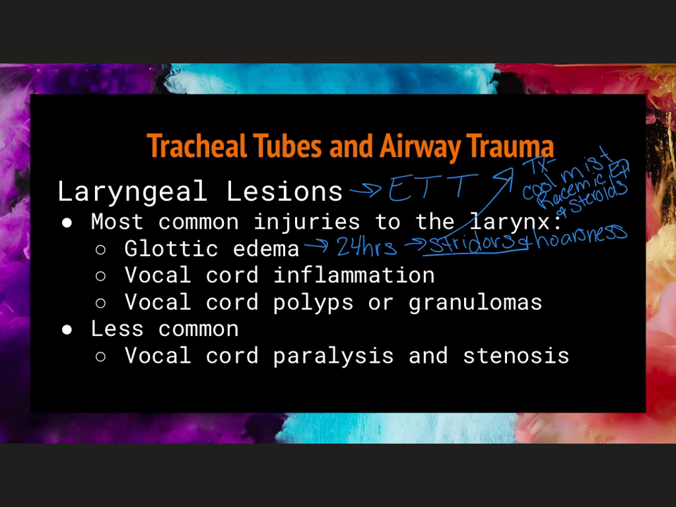Okay, so vocal cord inflammation is another injury that could be caused from an ET tube, and then vocal cord polyps or granulomas. These develop slowly, and it can take weeks or months to form. So that's why if we know a patient's going to be intubated for a long time, we would rather switch them to a trach. That way we can avoid these vocal cord side effects and injuries.